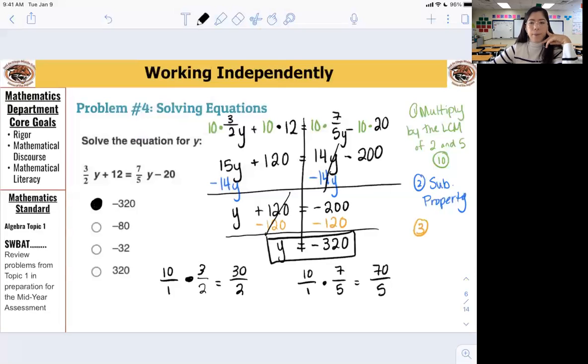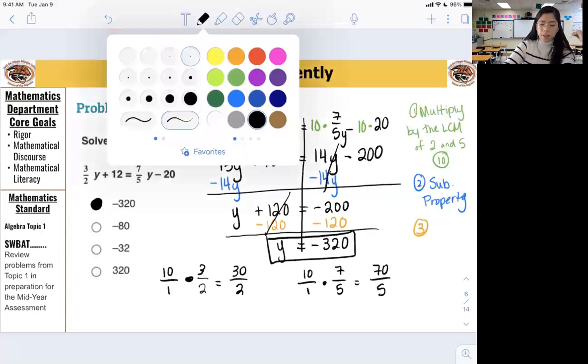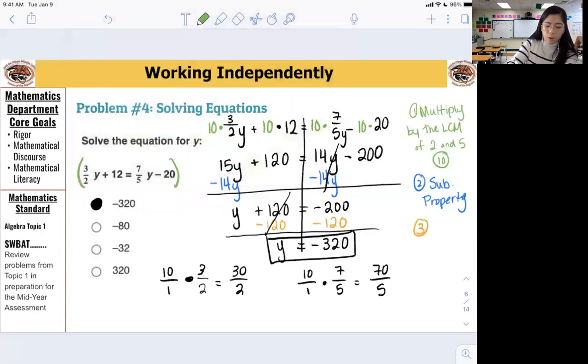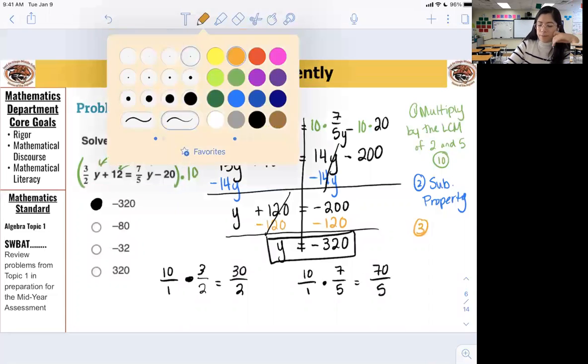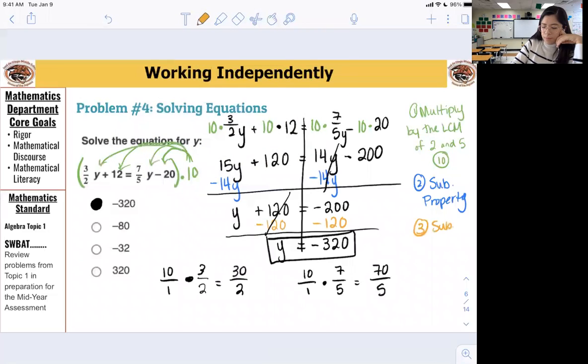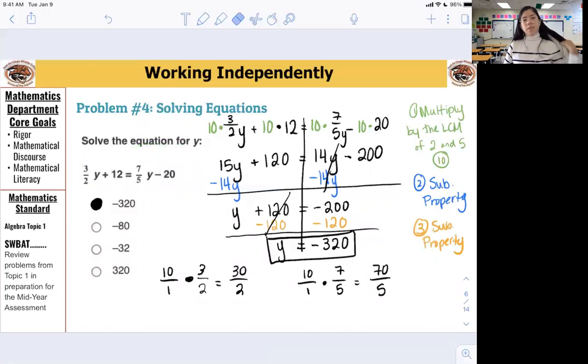All right, I'm seeing one question in the chat. Why did I multiply by 10? Why was that the number we chose? Because it's the least common multiple of 2 and 5. Exactly. And when I chose that number, I had to multiply it to everything. I multiplied the whole thing by 10, distributing that 10 to every single part of the equation. So that's why I did step 1. Any other questions? Okay, awesome. That was question number 4.